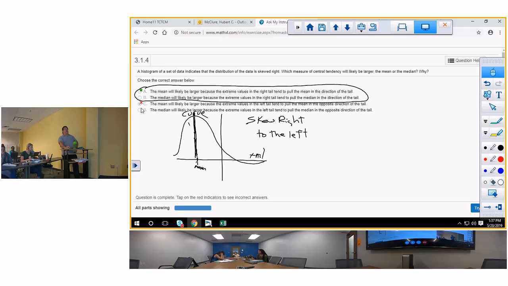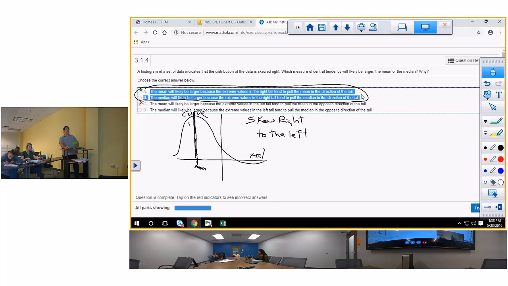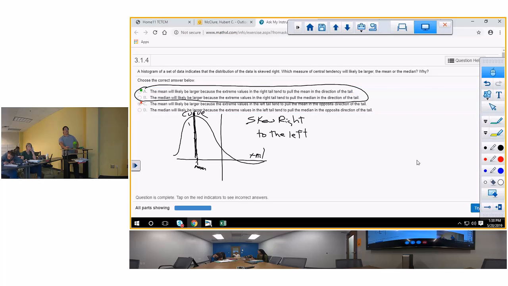So just write this down. The mean will likely be larger because the extreme values in the right tail. Okay, which one's the right tail? Somebody tell me. I guess this one. Okay, tend to pull the mean in the direction of the tail. Should be the direction of the hump, the curve, which is over here. Just remember that one. You need to write that one down. That is not a test question, but write it down.